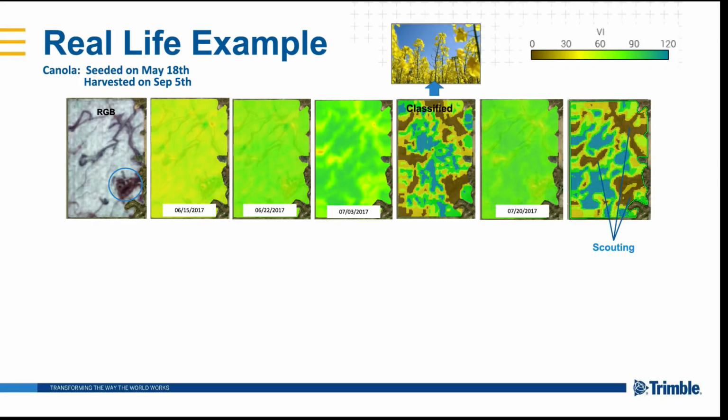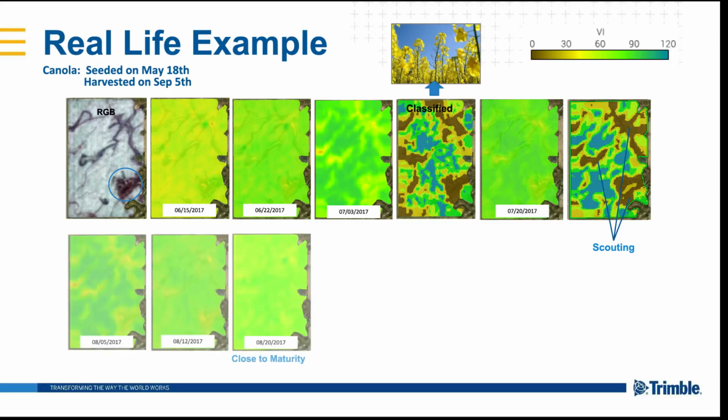And you can take advantage of the classified image to do some scouting on locations where you did not apply fungicide, just to make sure these areas haven't been hit by any disease. The following images show that the vegetation index starts to decrease, and the reason is because the crop is getting close to maturity. Basically, the amount of sunlight absorbed by the chlorophyll reduces, the plant starts to get dry, and this physiological change impacts the spectral response.